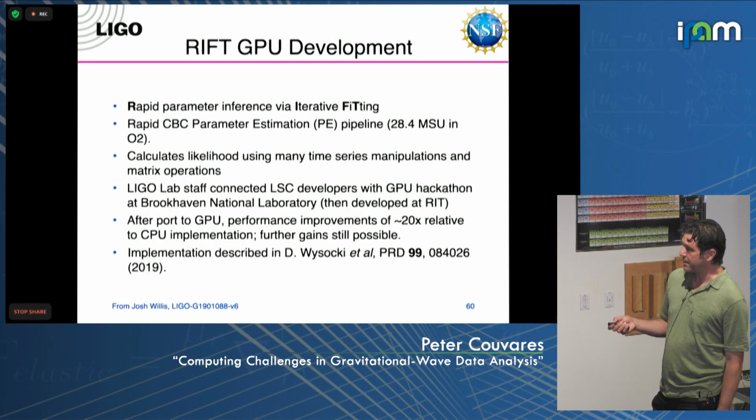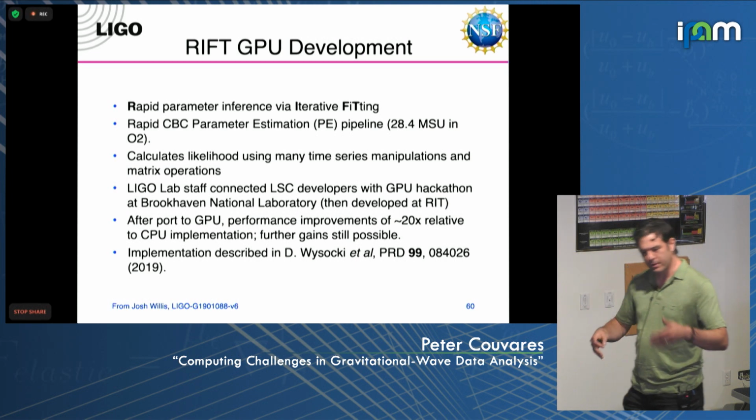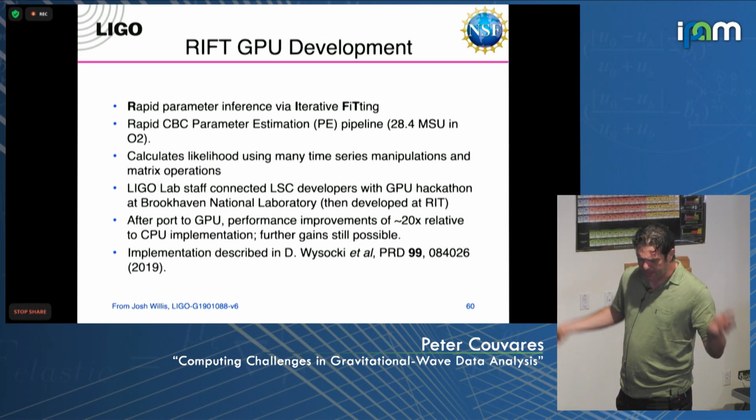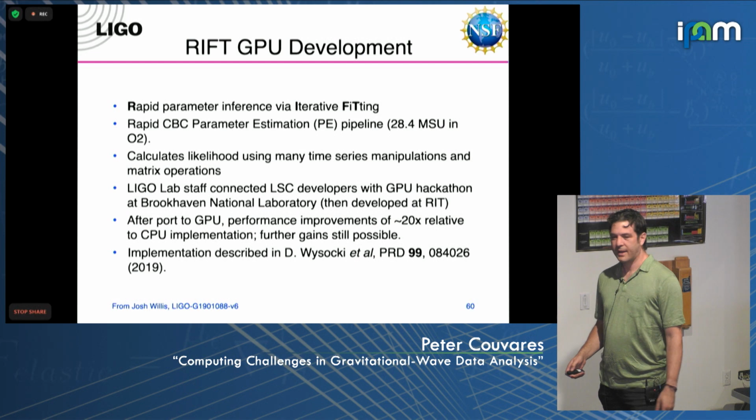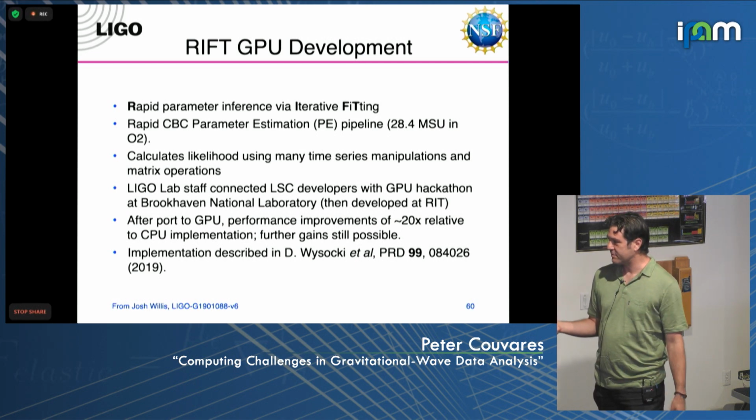Rift is the parameter estimation pipeline I talked about running on GPUs. I won't go into a lot of detail on this, other than to say that this was born from a GPU hackathon Brookhaven organized. I think NVIDIA sent some GPU experts to Brookhaven for a week, and it was open to the physics community. I circulated that this was happening, and a couple of people went. I didn't even know they went. And as a consequence of this week at the hackathon, one of our most expensive searches became GPU optimized, and had a tremendous 20x improvement right off the bat. And I think there's more to come.